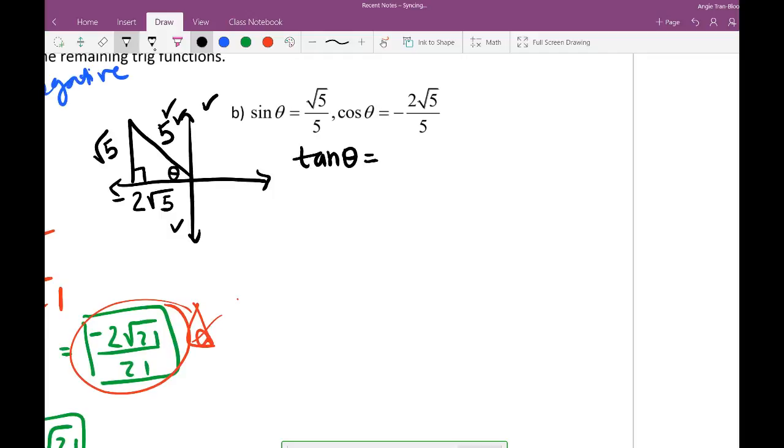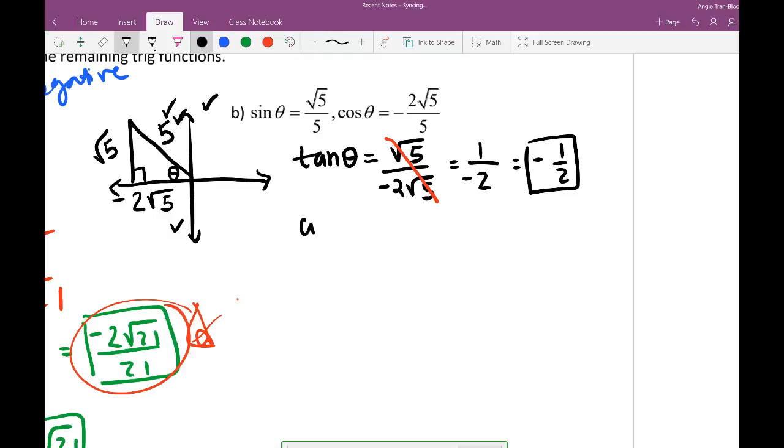So tangent of theta, what do you want me to write? Tangent of theta. What is it? Rad 5, thank you. Over? Negative 2 rad 5. Can I box that up? Can I simplify? Sure. Can those be reduced? If those are reduced, what do we write on the top and the bottom? 1 over negative 2, which is really negative 1 over 2. Okay. All right. Let's work out cotangent of theta.